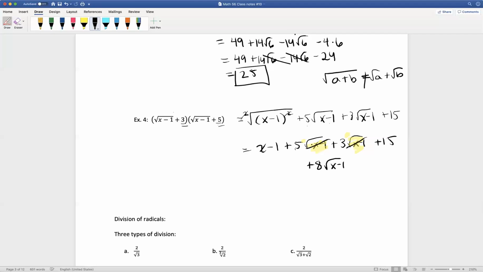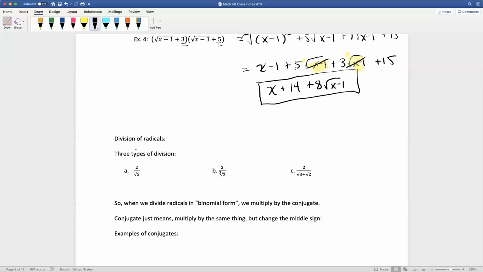And then I have 8 square root of x minus 1 plus 15. Excuse me, x minus 1 plus 15. So the x, we don't have any other terms with an x in them, so I'm just going to bring the x down, but we can combine the minus 1 and the plus 15, and that's the same thing as saying this. So be careful that you can have a polynomial under a radical as well, and the same properties hold for polynomials as for monomial terms.